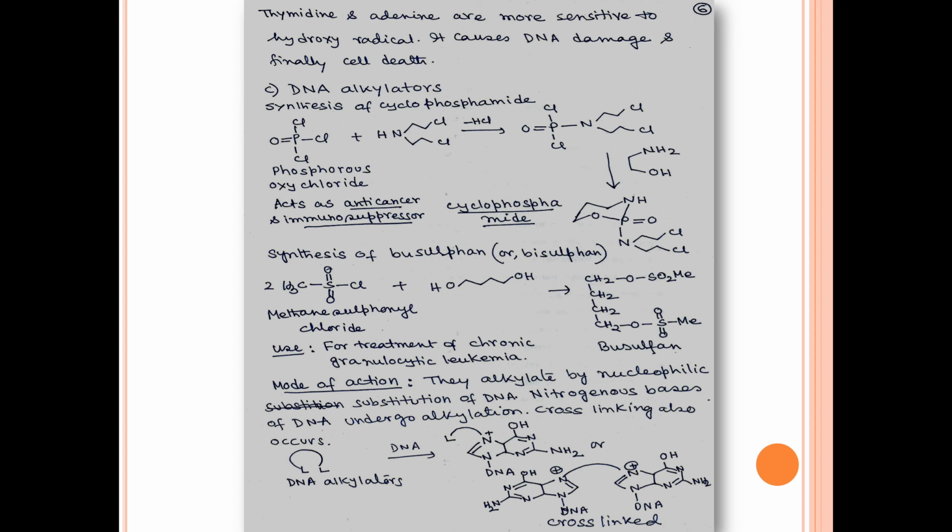What do we mean by this? It may happen in one strand, but it may also happen in both strands, because there are two L's. Through one L one strand, and by using another L another strand. This is one strand, and this is another strand. Now both strands are connected by one DNA alkylator. This type of thing is called cross linking. So our drug molecule can undergo cross linking also.